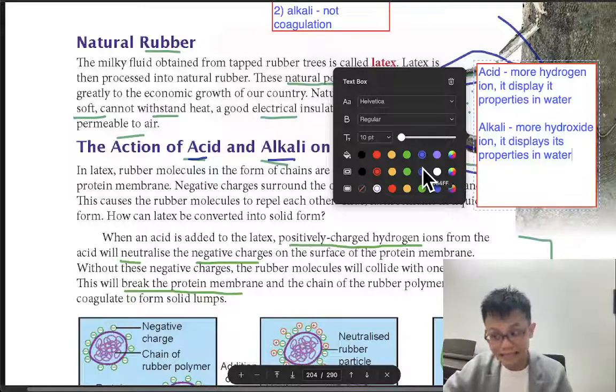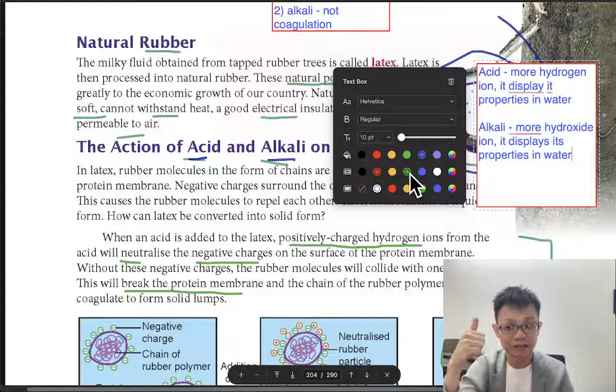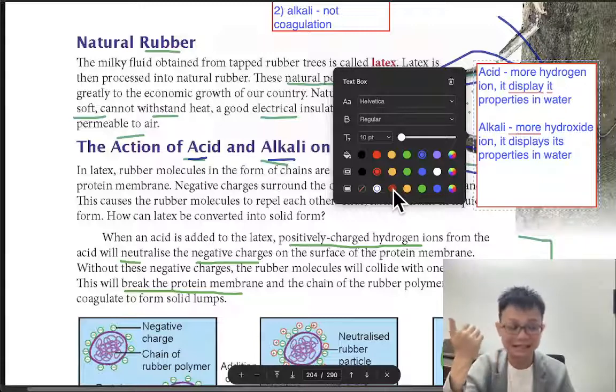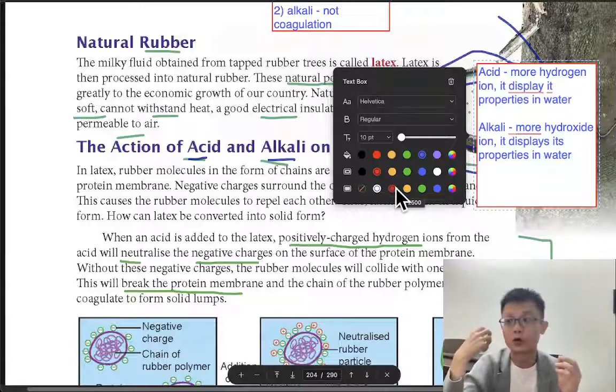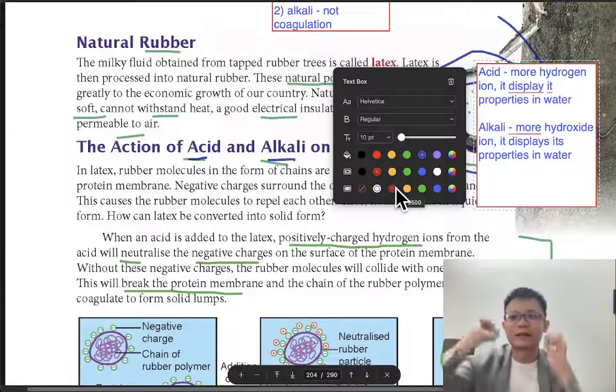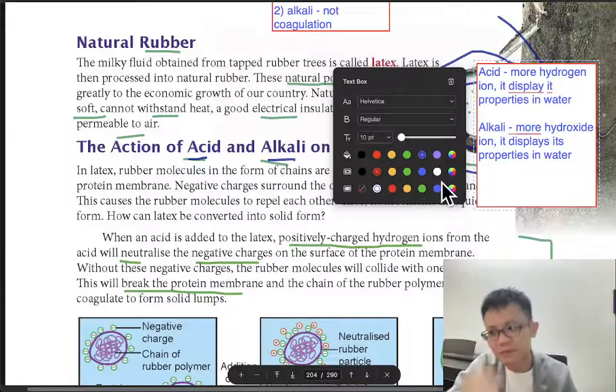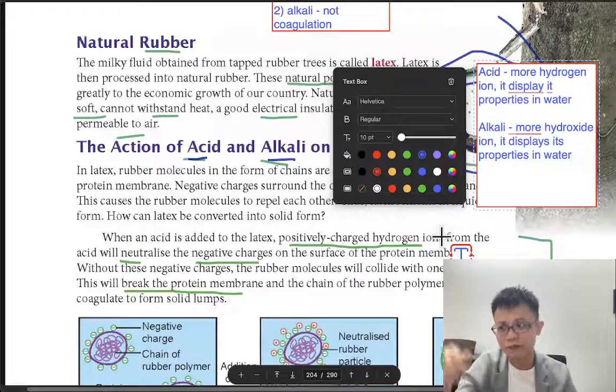Acid is only acid because, first, it has more hydrogen ion. Second, it can only show its property if there is water. That's why when we see acid, it is usually liquid. Like in the movie, they put the acid, psst, then the alien dies. It must be in liquid form. If you make it dry, then it will no longer be an acid.